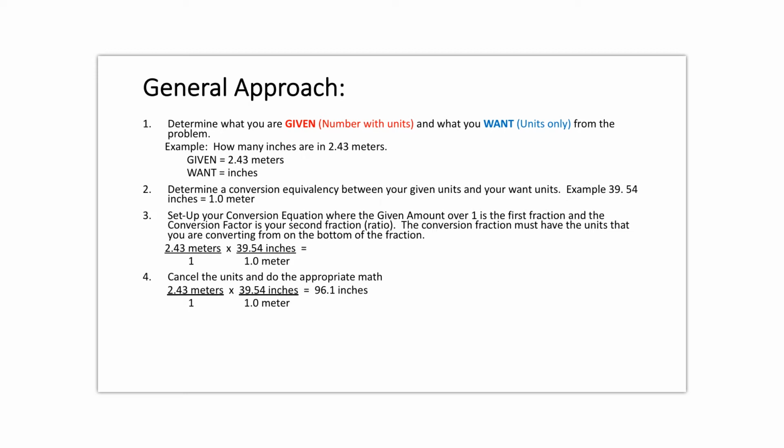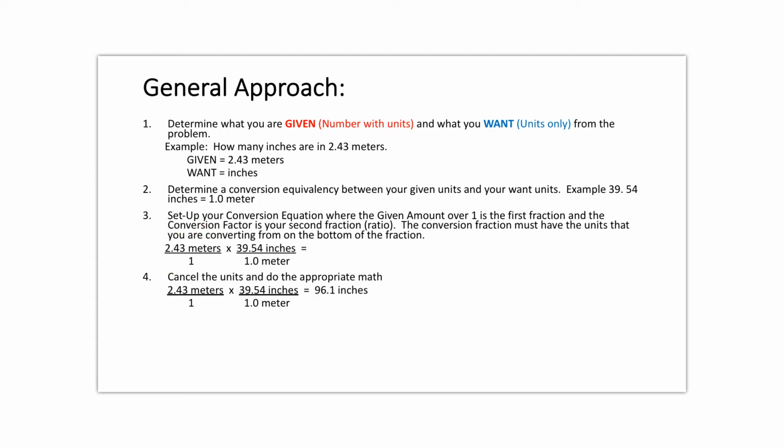For example, here we have meters and inches. So I need a conversion factor that tells me how many inches are in how many meters. And so I went down here and I find out that there are 39.54 inches in 1 meter. I use that conversion factor to set up an equivalency problem. So it's just a bunch of ratios that are multiplied together.